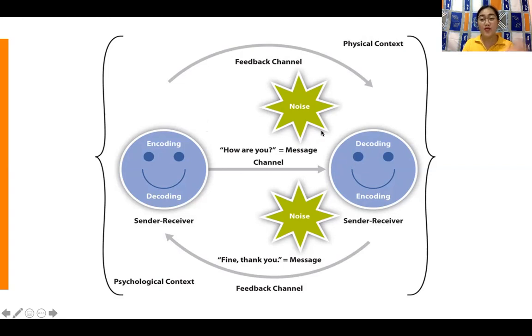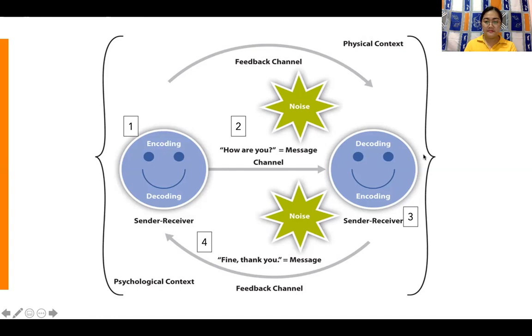But if there is no noise, or if there are no barriers, then the message will be successfully received by the receiver. The receiver now decodes the message, and once he or she interprets it, he or she gives feedback to the sender. So the sender becomes the receiver through a medium. Again, if there is noise, there is a barrier, so maybe the process will not be successful. But if there is none, then the process of communication is successful, and the receiver interprets it effectively. So that is another interpretation of the process of communication.